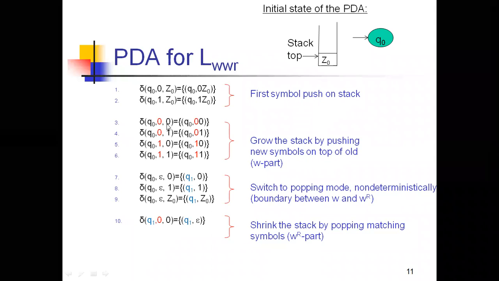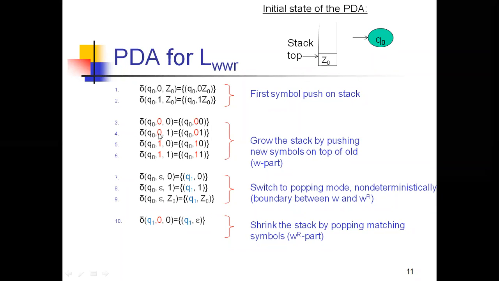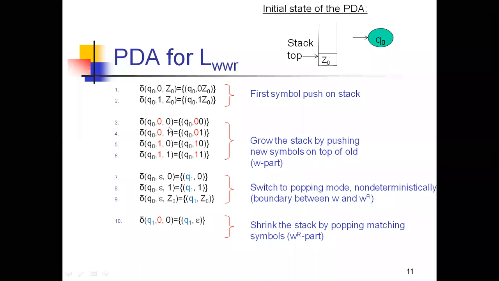And Q naught, 0, 0. Already my stack contains 0, and the input I am reading is 0. Then this input is pushed onto the stack, it becomes 0 0. And here Q naught, 0, 1. Here I have two alternatives. My top of the stack is 1 and my input symbol is 0, so the 0 should be pushed onto the stack.